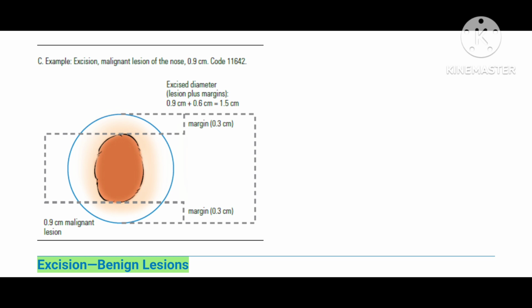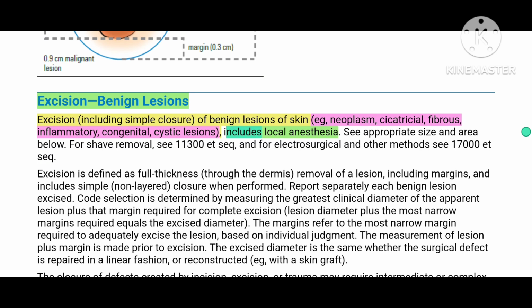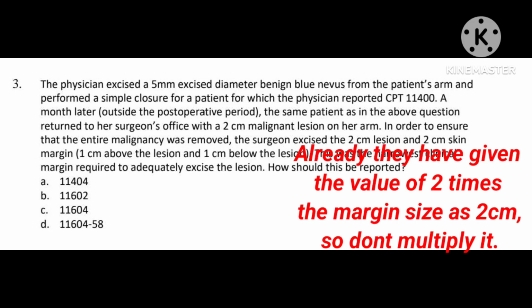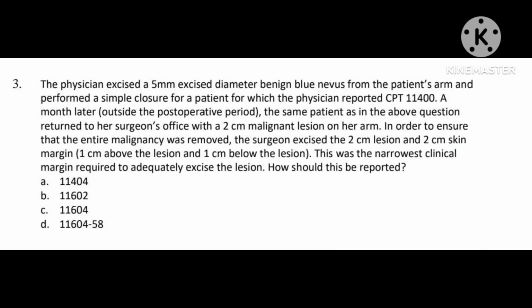And sometimes in the questions, they will mention that the doctor has removed 0.2 centimeter margins from both top and bottom of the lesion. Then you don't have to multiply the margins. If they have just given that a 0.3 centimeter margin has been removed, then you have to multiply it. And if they have given it like this, a 2 centimeter margin, 1 centimeter above the lesion and 1 centimeter below the lesion, then you don't have to multiply it. So this point should be very clear. Then only you can calculate the excised diameter exactly.